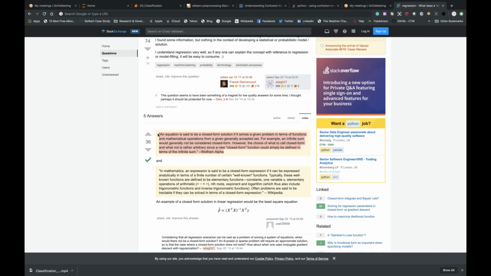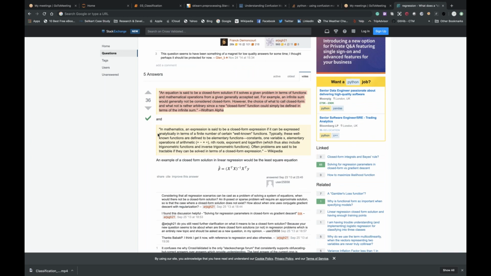Perfect. Now let's understand the next statement. In mathematics, an expression is said to be a closed form expression if it can be expressed analytically in terms of a finite number of certain well-known functions. Typically, these well-known functions are defined to be elementary functions like constants, variable x, elementary operations with roots, exponents, and logarithms. Now, often problems are said to be tractable if they can be solved in terms of closed form expressions. This is the normal mathematical way of telling a closed form, and this one is the proper logical definition of closed form. Now, why did he say in terms of functions and mathematical operations from a given generally accepted set? The reason is this one.